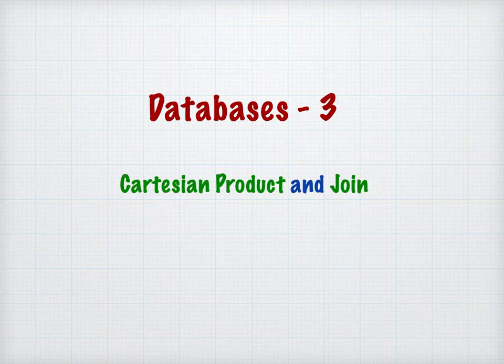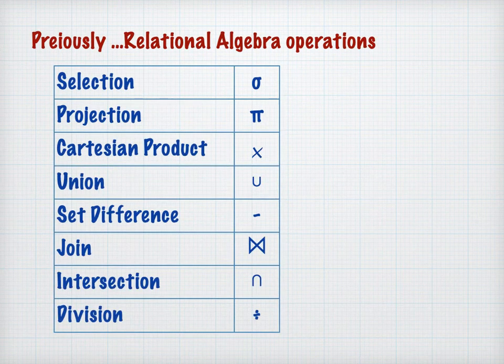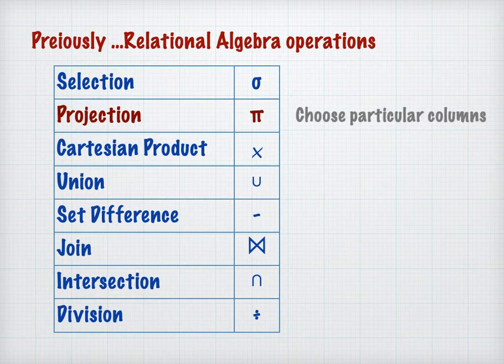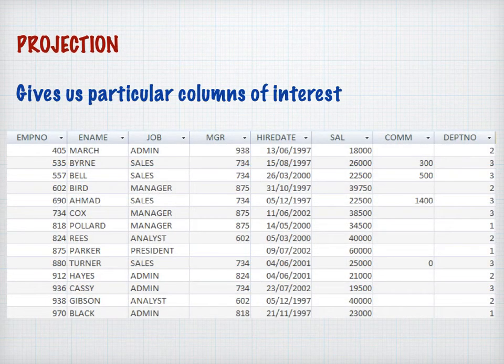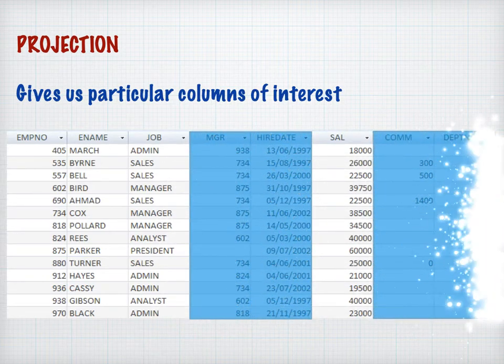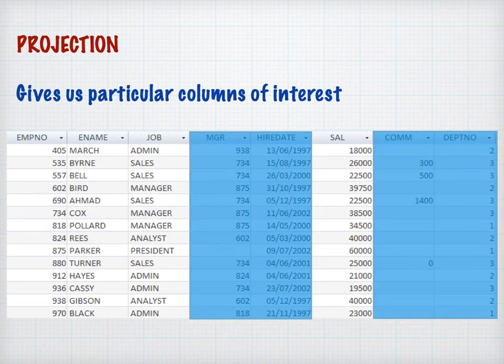So let's move on to Cartesian product and join. Previously we've looked at two particular relational algebra operations. We've looked at projection, and if you remember, what projection does is it chooses particular columns from a table or from a relation. Let's imagine that we were particularly interested in emp number, ename, job and sal. Then a projection would enable us to gain those particular columns.